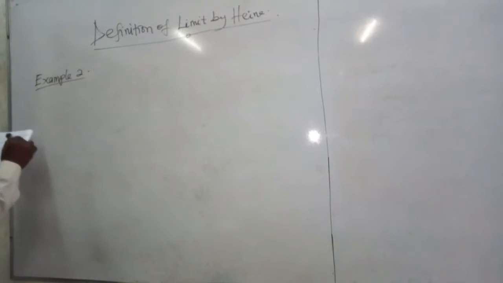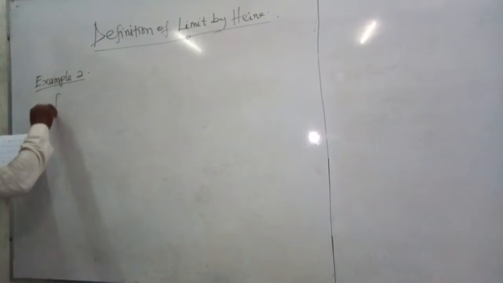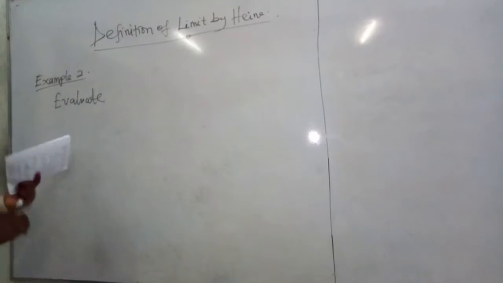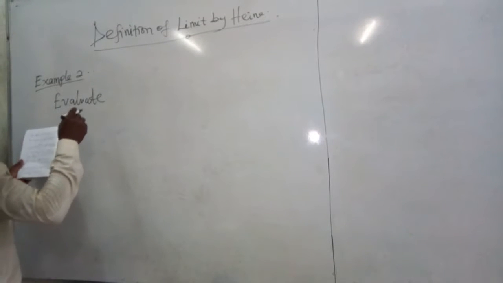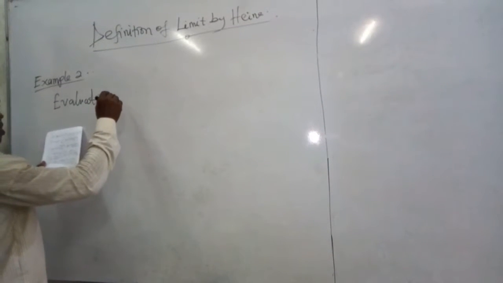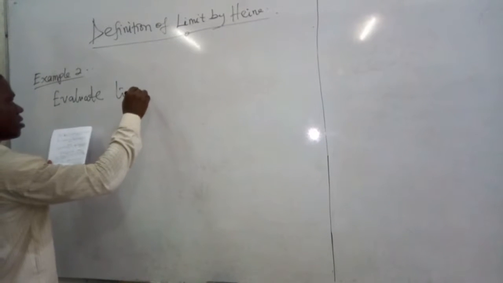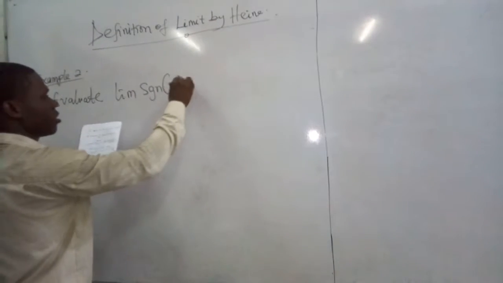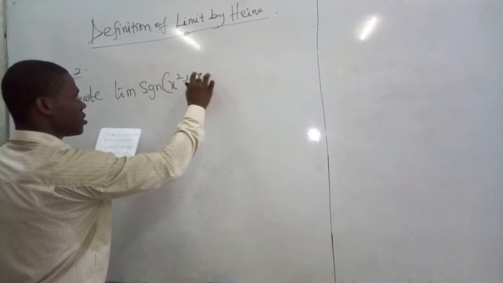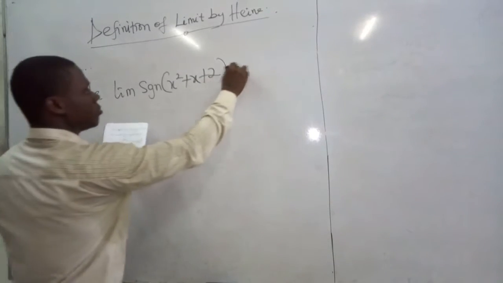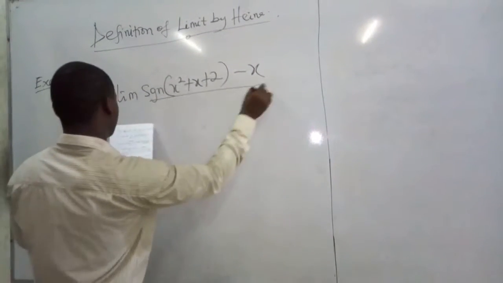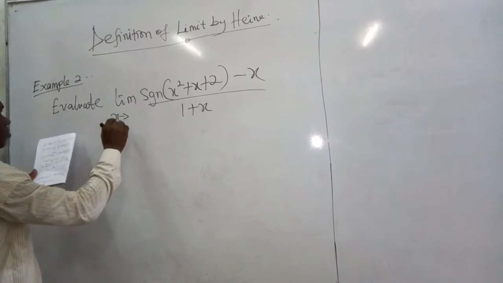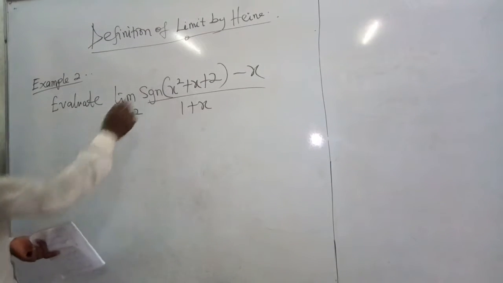Okay, so that brings us to example two, and here we want to evaluate. Realize that now we are moving a bit away from proving. Here we say evaluate the limit of this function. I'll not mention the name, but I guess you remember that in our previous lesson we talked about functions of this nature: the limit of the signum of minus x divided by 1 plus x, as x approaches negative 2.